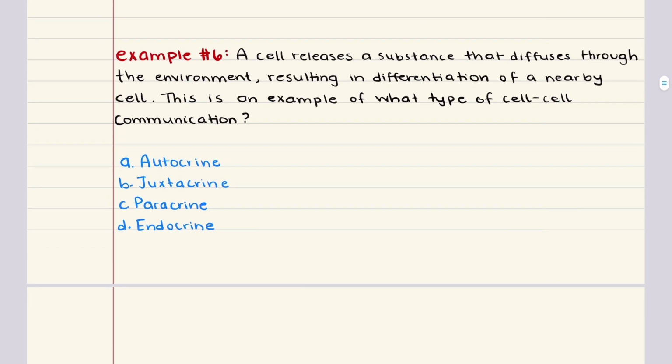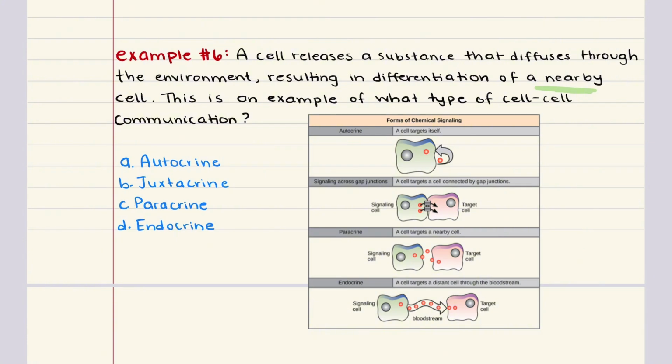6 says a cell releases a substance that diffuses through the environment, resulting in differentiation of a nearby cell. This is an example of what type of cell-to-cell communication. Let's walk through this one carefully. When a cell releases a substance that diffuses through the environment and affects a nearby cell, especially to influence something like differentiation, we're describing local signaling.